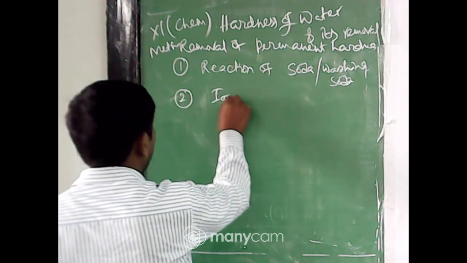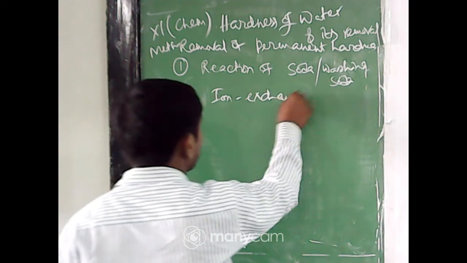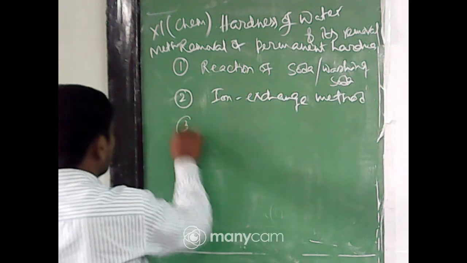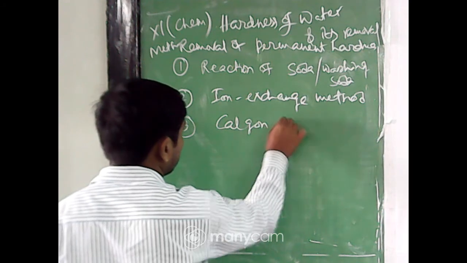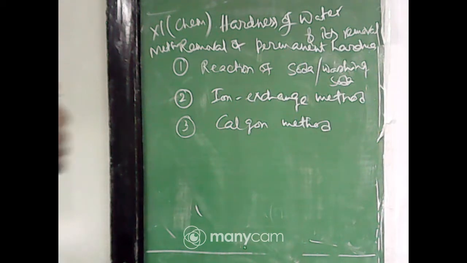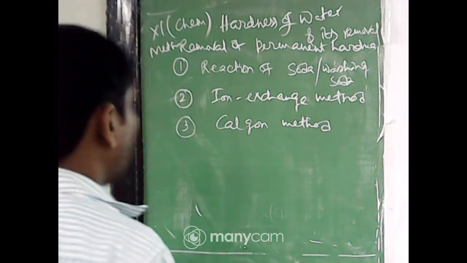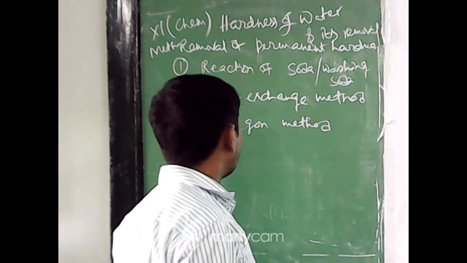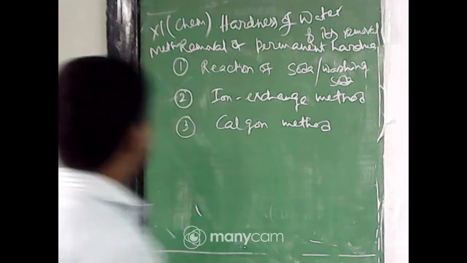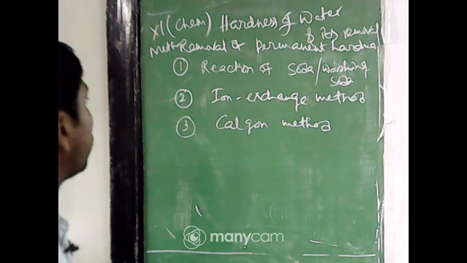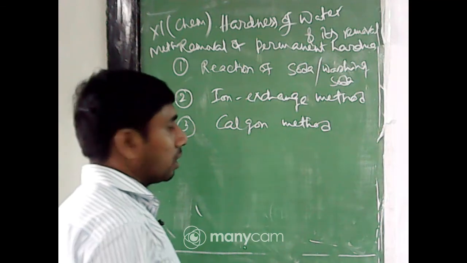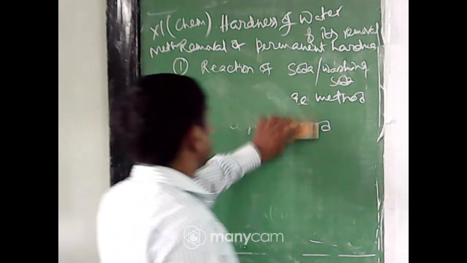Second one is the ion exchange method. And third one is the Calgon method. Just follow that: reaction with soda or washing soda, ion exchange method, and Calgon method. Now we have to discuss one by one. These are the processes to remove the cations and anions present in any permanent hard water. Okay. So first, reaction with soda.